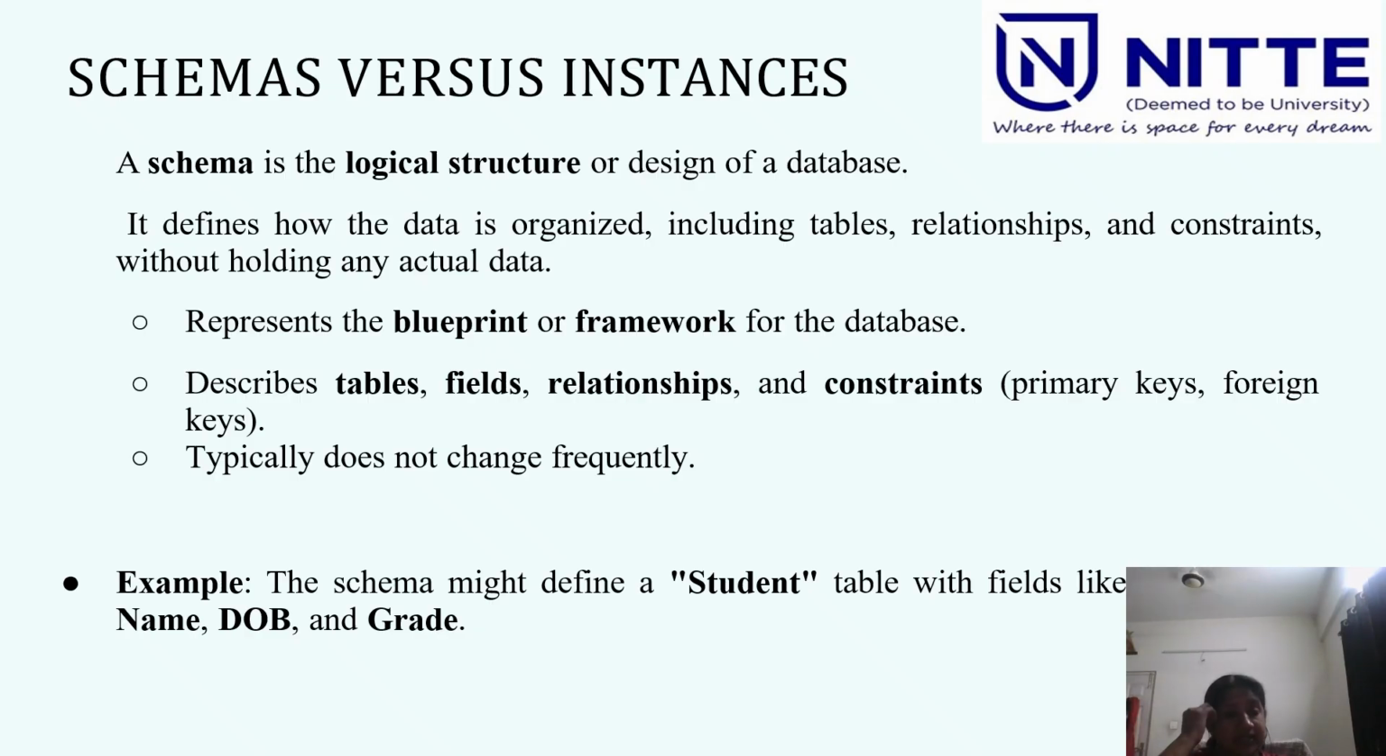So we'll discuss schema and instance. A schema is the logical structure or design of a database. It represents how the data is organized, including tables, relationships and constraints, without holding any actual data. It is the blueprint or framework for the database, describing the tables, fields, relationships and constraints.